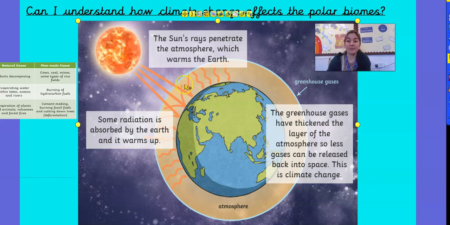Now, usually with the atmosphere, gases are able to escape. So just as we're able to keep some of the sun in and keep some of the sun out, gases are also able to escape from the atmosphere. Harmful gases should be able to escape. Now, something called greenhouse gases have thickened the layer of atmosphere, so less gas can be released back into space. This is climate change.